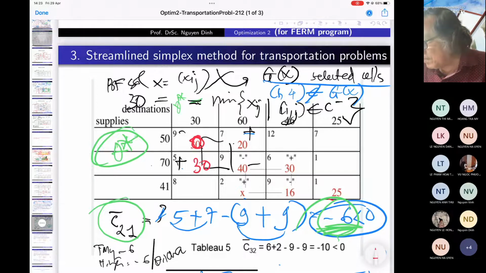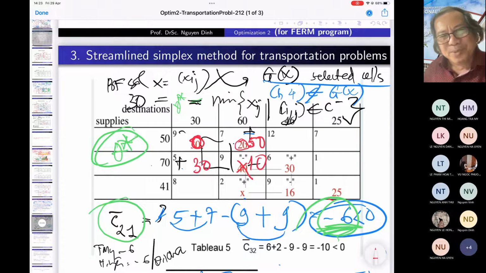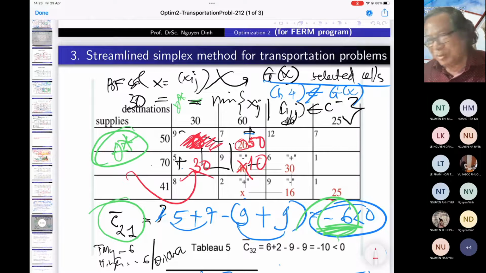Minh Thư, C12 here becomes what? 50. 50 becomes 20 plus 30, and this becomes minus 30, 10. Is that okay? So you have the new x. Is that okay? Where this is leaving, you don't have this, but this is the entry. Is that okay? And the number is changing here. Is that okay?